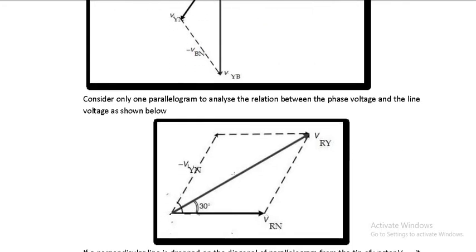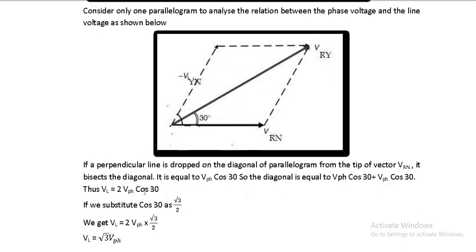Okay, so when I drop the perpendicular over here, this particular part will be VPH cos 30, where I am writing it as phase value. So instead of writing VR, VY or VB or VRN, VYN, VBN, I'm writing VPH. The suffix PH says that it's a phase value. When I drop a perpendicular on this, it bisects. So this much part will be equal to VPH cos 30, and again this much part will be equal to VPH cos 30, because the perpendicular bisects. So this line value is going to be twice VPH cos 30. So VL is equal to twice VPH cos 30.